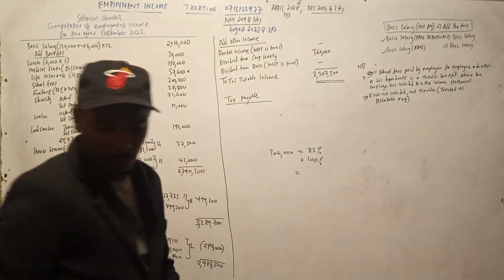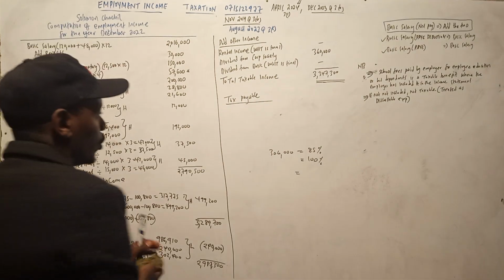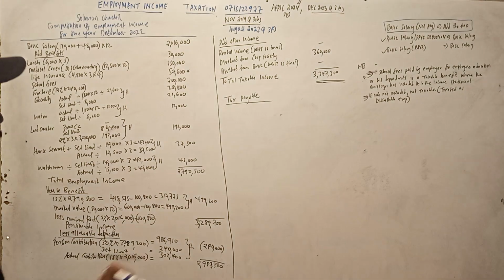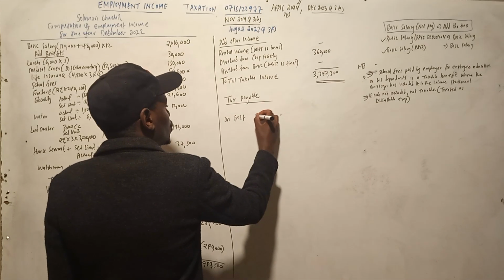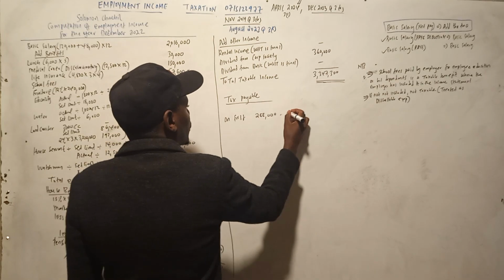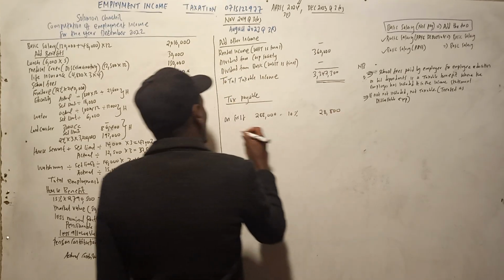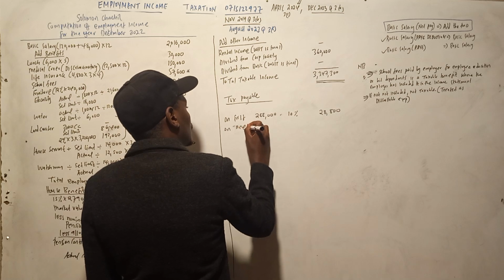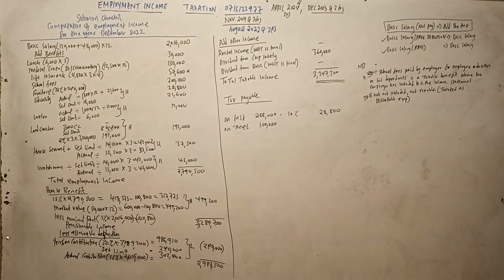So let's compute the tax payable. What we can do now, on the first 288,000, we know the rate is 10%, which is 28,800. On the second, on the next 100,000, that one is the difference between the bands. Look at our table above.